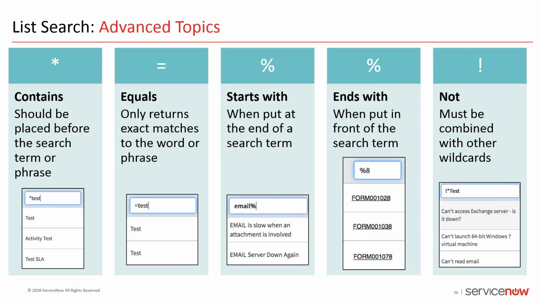Put a percent sign at the end of a search term to bring back results that start with your search term. Put a percent sign before a search term to bring back results that end with your search term. This is commonly used to locate records by the form number. Combine an exclamation point with any other wildcard to bring back results that exclude your search term.